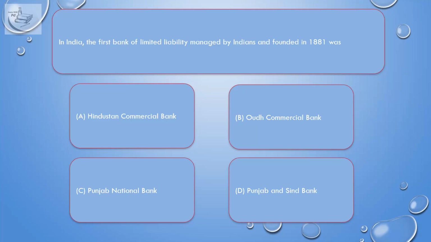Question: In India, the first bank of limited liability managed by Indians and founded in 1881 was A. Hindustan Commercial Bank, B. Audh Commercial Bank, C. Punjab National Bank, D. Punjab and Sindh Bank. Correct answer is B. Audh Commercial Bank.